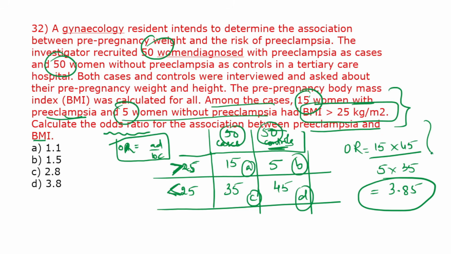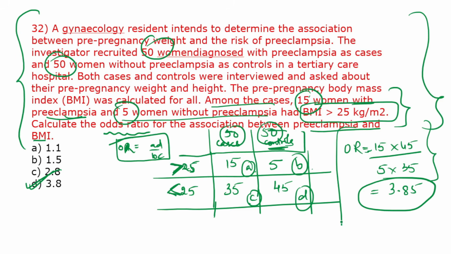This you calculate for yourself. This will come around 3.85. So this is the answer for this question. Basically, what is important is how you derive the numbers from the information or the clues given in the question. You have to remember the formula and then derive all the numbers: what is A, what is B, what is C, and what is D. Then you substitute all the numbers, and you will get the answer.